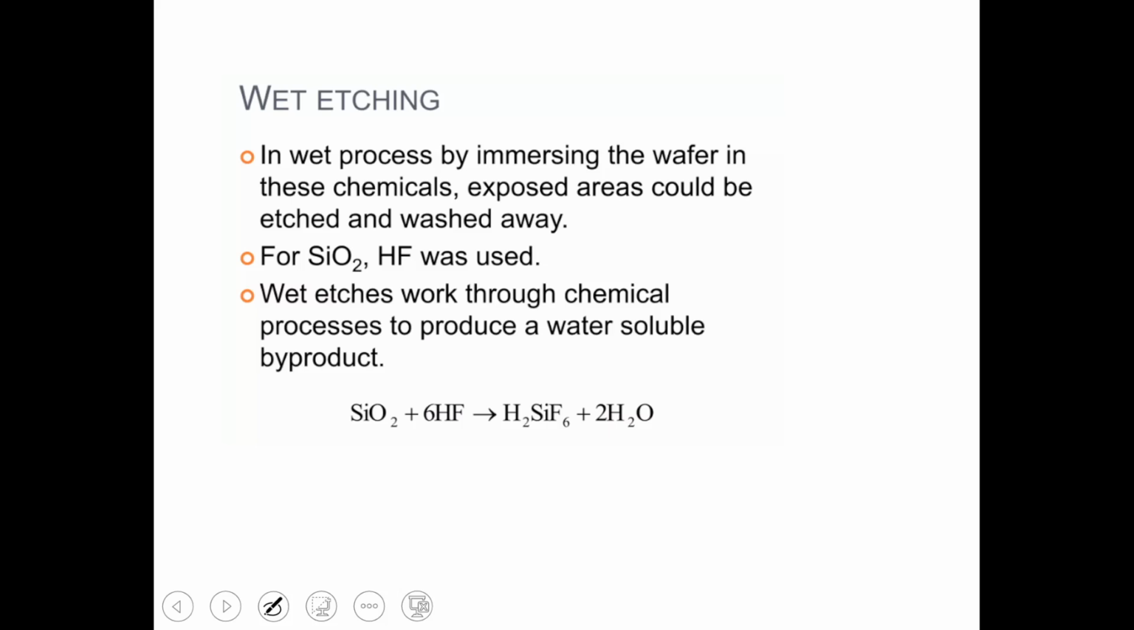So what will happen in case of wet etching? In the wet process, by immersing the wafer in the chemical, the exposed area can be etched and washed away. For SiO2, we use HF. I already explained that in the last slide. Wet etches work through a chemical process to produce a water-soluble byproduct. That means we have to remove this SiO2. We use HF, then H2SiF6 plus 2H2O will be formed. Water will be the byproduct of that molecule.